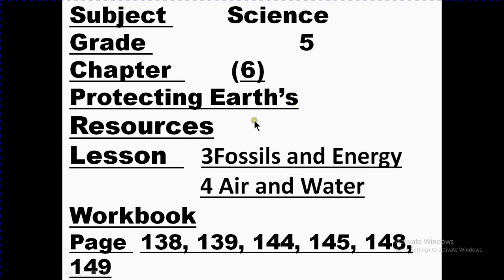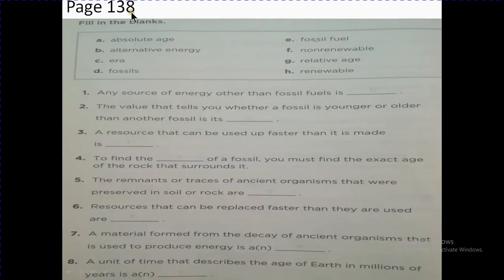Science Grade 5, Chapter number 6, Protecting Earth Resources. Lesson number 3, Fossils and Energy, and lesson number 4, Air and Water. My dear students, today we're going to recheck your homework, workbook pages 138, 139, 144, 145, 148 and 149. I hope you already solved your homework, and now we're just going to check that our answers are correct. So let's start first with page number 138.